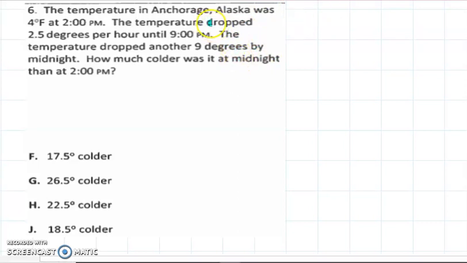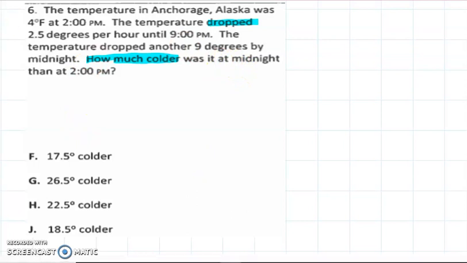You have to remember those keywords that are related to positive and negative numbers. For example, dropped. If temperature drops in degrees, we're talking about negative numbers because it's going down. Also, in the question itself, it's kind of giving you a key. How much colder was it at midnight than at 2 p.m.? So it wants to know the difference between the temperature at midnight and at 2 p.m. Well, at 2 p.m. we know it's 4 degrees Fahrenheit. So now we need to know how much colder was it at midnight?